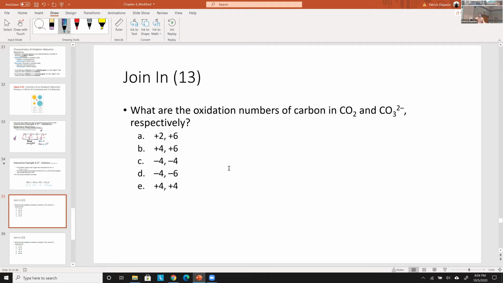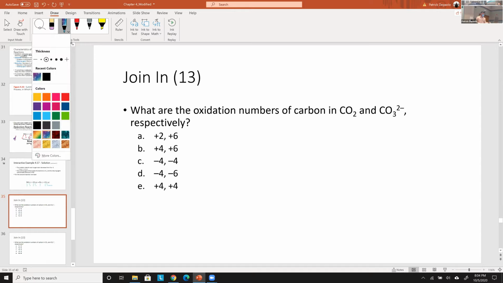What are the oxidation numbers of carbon in CO2 and CO3 2- respectively? So basically, find it out for each one. Let's change the color. Let's do something else that's cool. What do we got here? Gold.